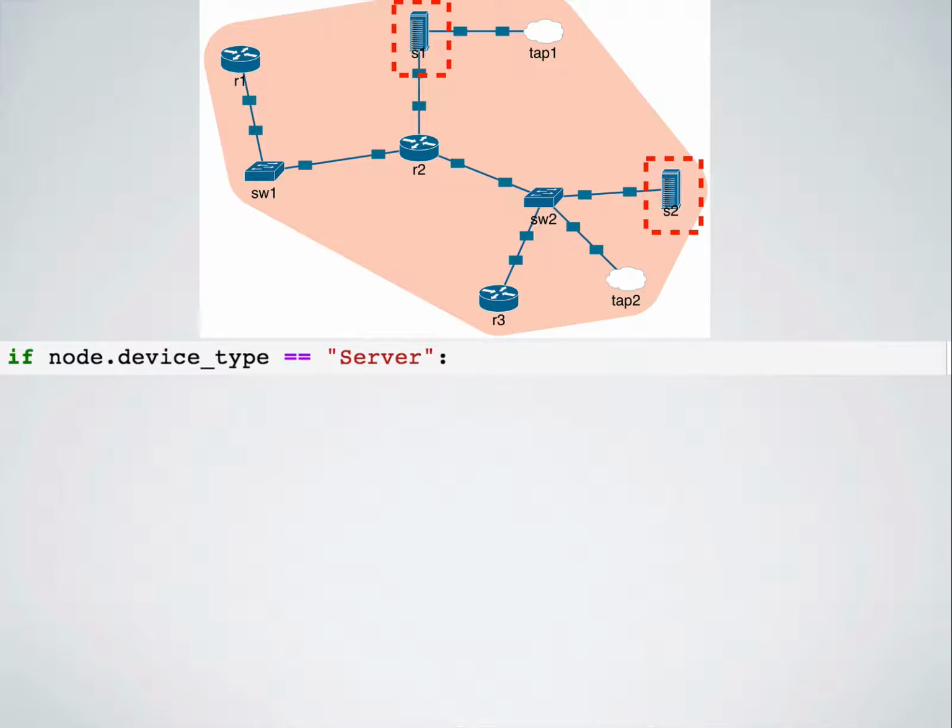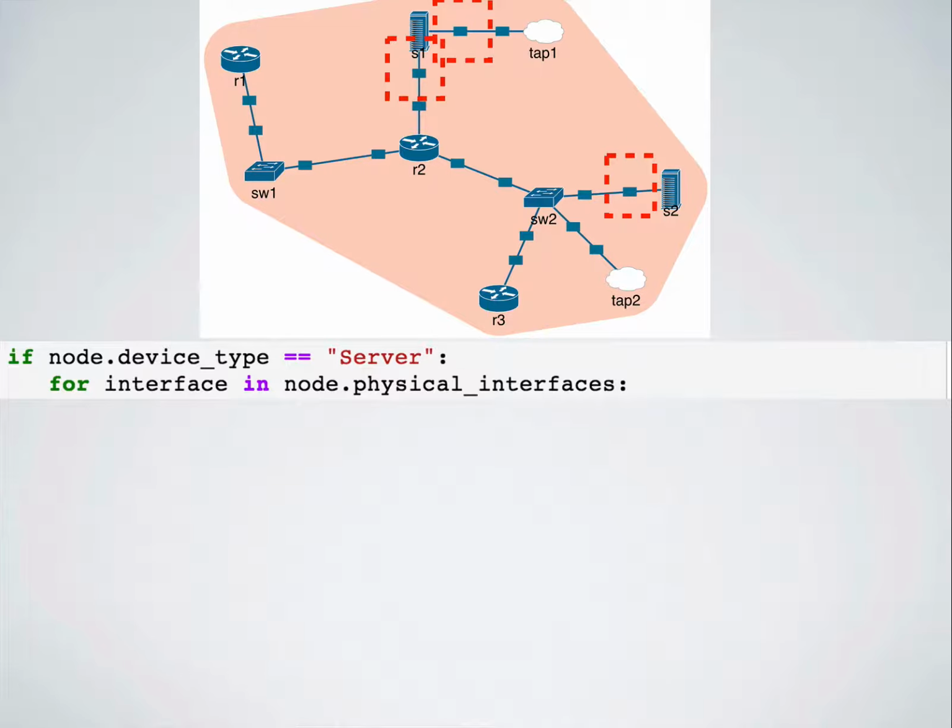We can now use our high-level API. Here we are using an iteration over all of the nodes where the device type is equal to server. We then select the interfaces shown in red here of those devices.